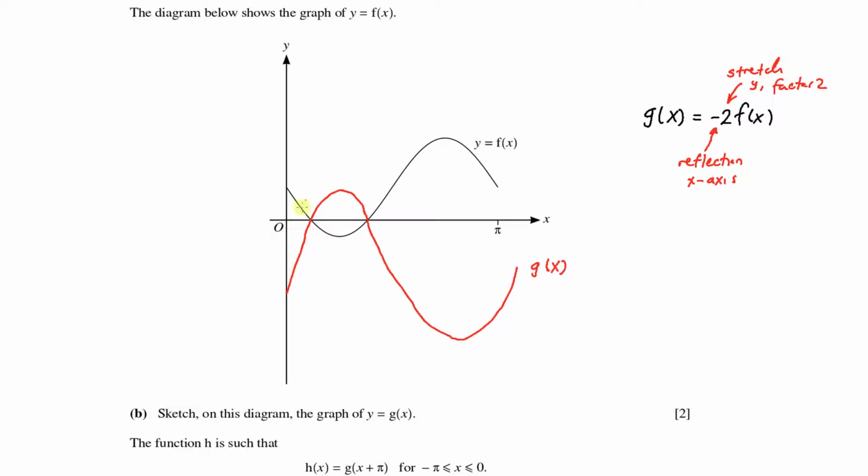So it's showing us two things. Number one, the graph of y equals f of x has been reflected. That's why it's now flipped upside down. But besides being flipped upside down, it's also been stretched by factor 2. So that's why it's now looking a bit more stretched than it originally was. So this is more like the sketch that is required here.